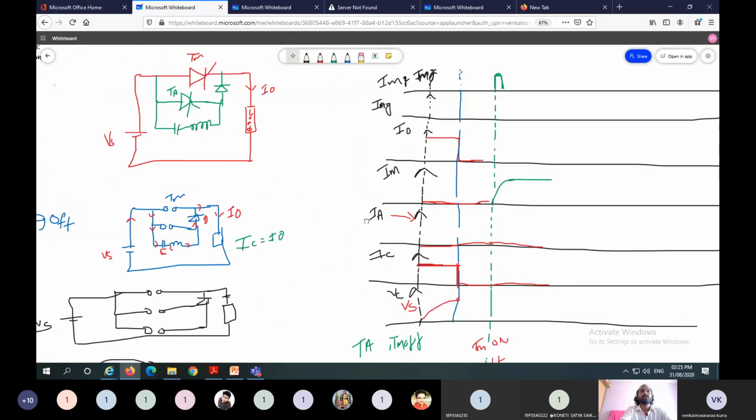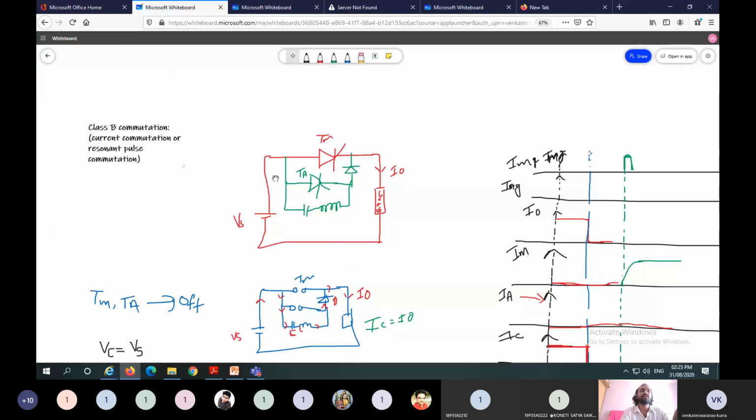Now, here, this is the original diagram of class B commutation. In class B commutation, the main thyristor TM will be turned off by triggering TA. Once you trigger TA, after certain time, TM will be turned off. This is the main principle involved in this circuit. To turn off TM, you need to trigger TA. If you apply gate pulse to TA, TM will be turned off.